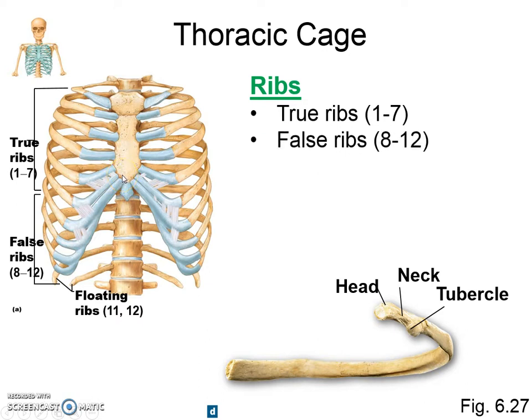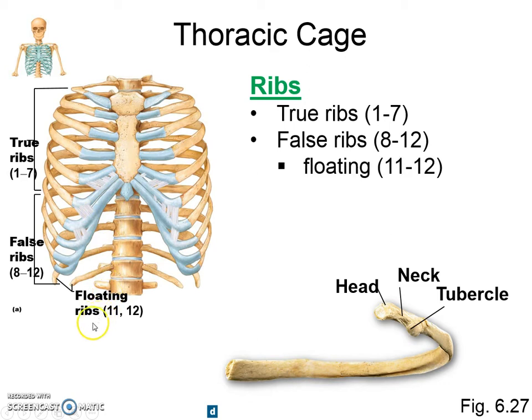The next ribs are the false ribs. The ribs number 8 through 12. So if you take a look at these, that's 8, 9, 10, 11, 12. These false ribs don't connect directly to the sternum. They connect to other hyaline cartilage, which then connects to the sternum.